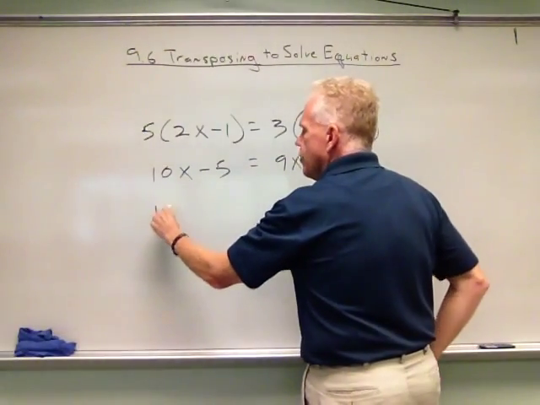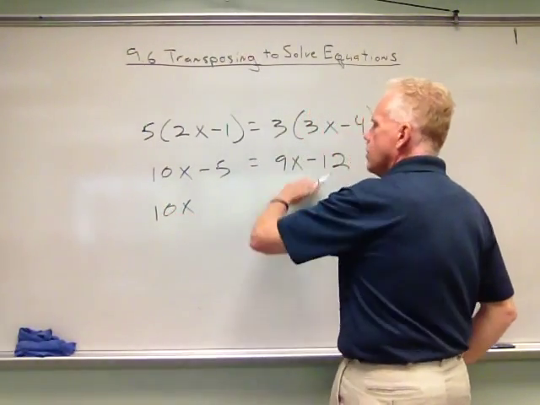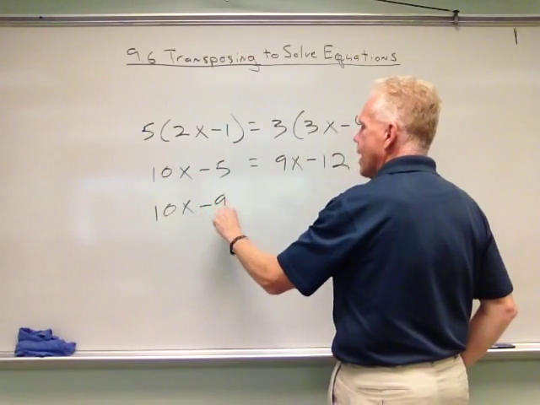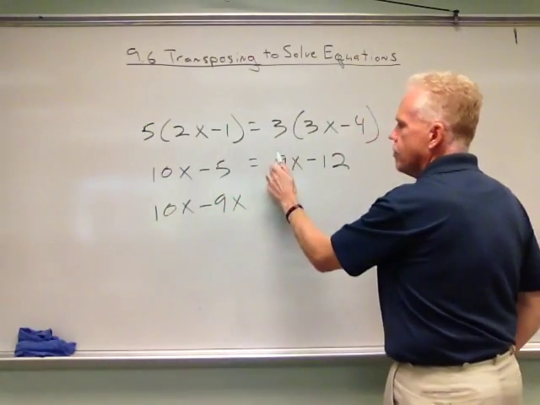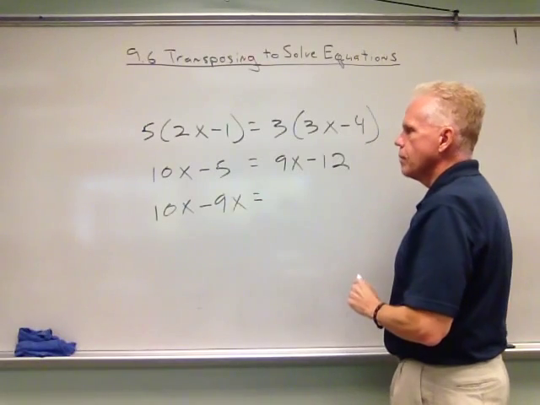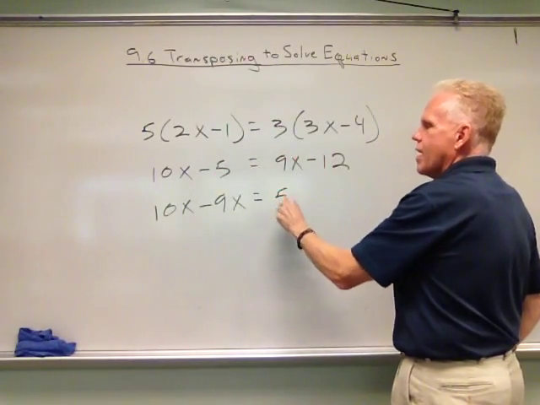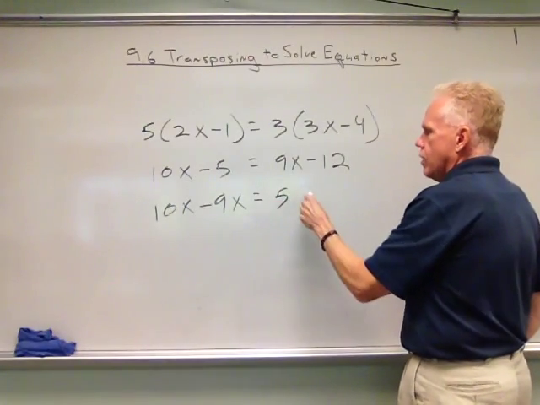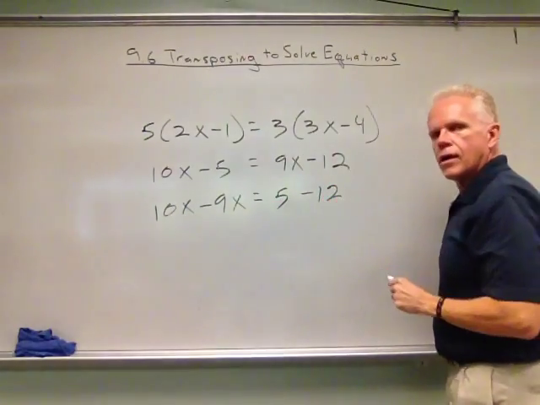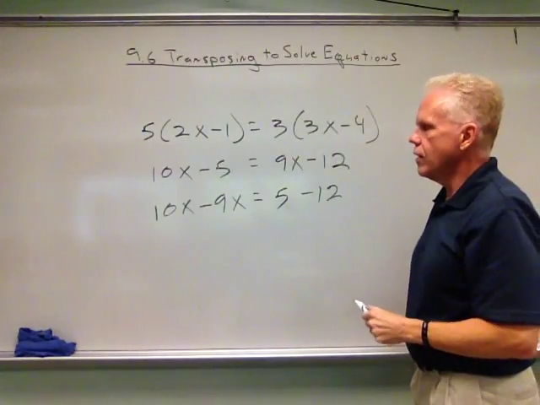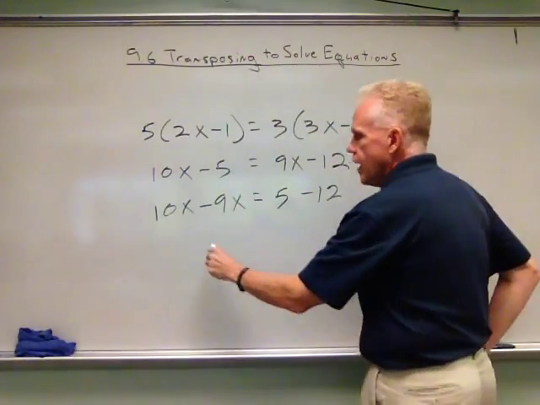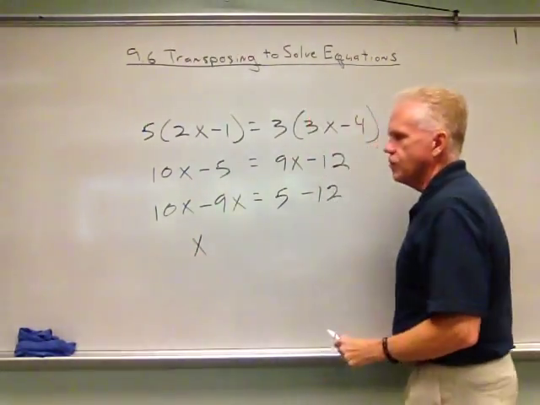I think I'll leave the 10x right where it's at. I'll move the 9x across and make it a minus 9x. It was positive over here. Now I've got my equal. I think I'll take the negative 5 across and make it a positive 5. And of course, the negative 12 is still a negative 12. That hasn't changed anything. Now I'm going to simplify this side. 10x minus 9x is x.